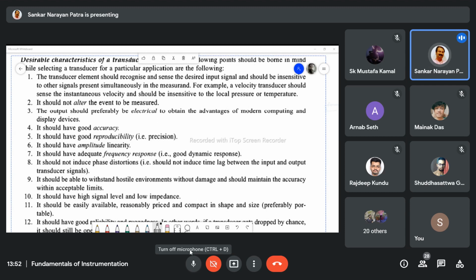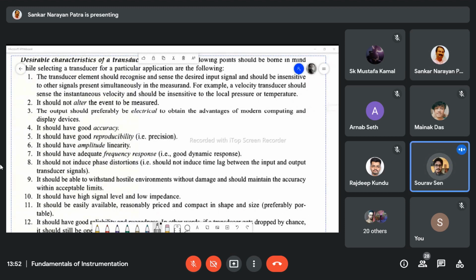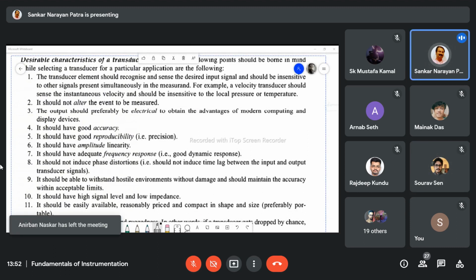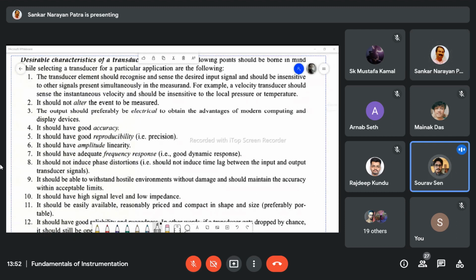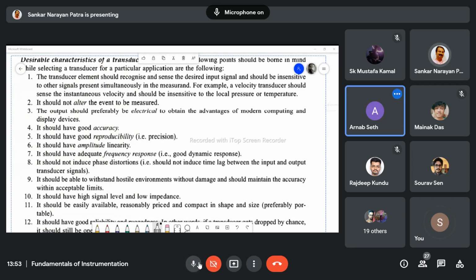Okay. Number 3. Saurabh Sen, can you read it out? Yes, sir. The output should preferably be electrical to obtain the advantages of modern computing and display devices. Should I explain it? Is it new to know? No, sir. Very good.